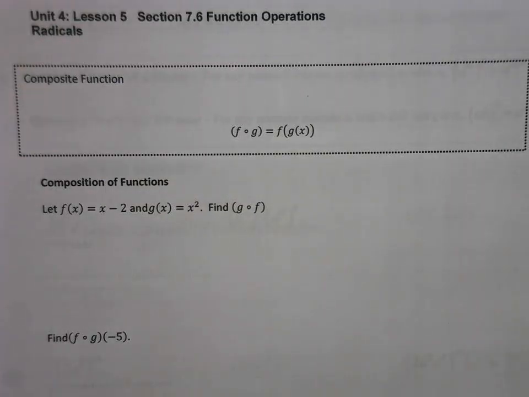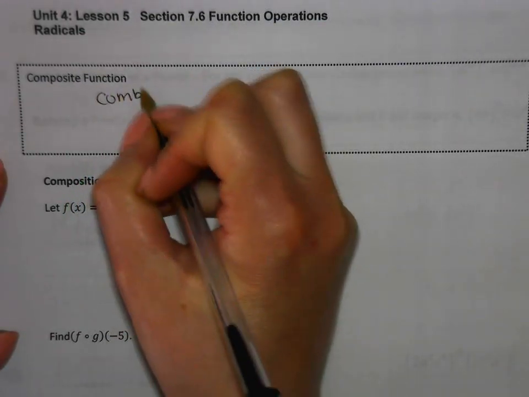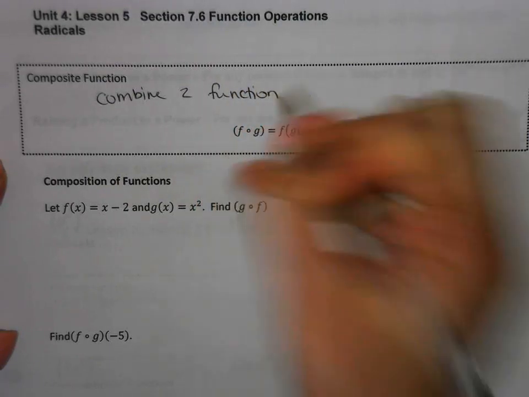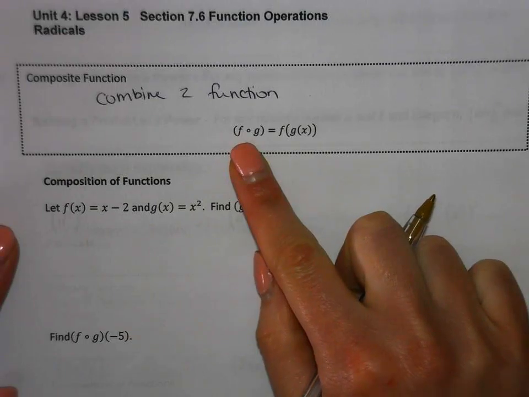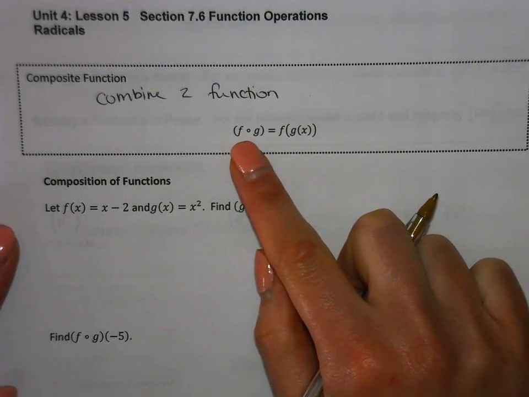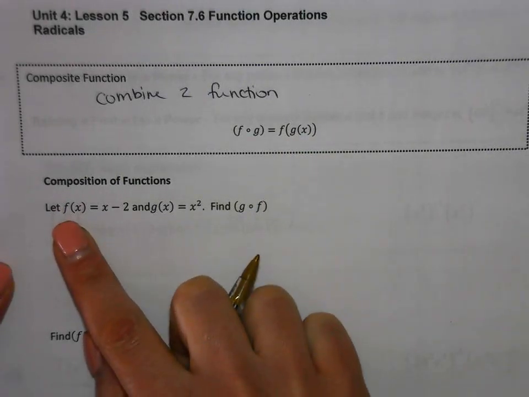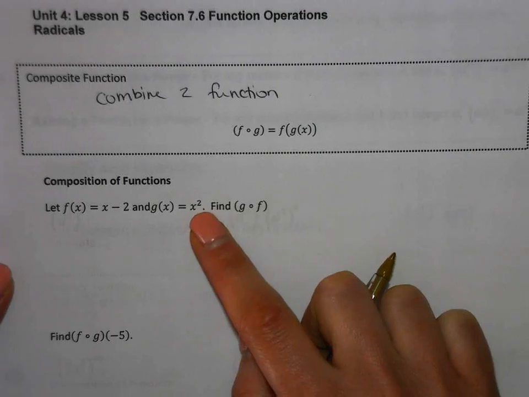Today we're going to be looking at function operations. So let's look at a composite function. A composite function is when we combine two functions. So here's an example of a composite function, and we read this as a composite function of the function f with the function g. So let f of x equal x minus 2 and g of x equals x squared.